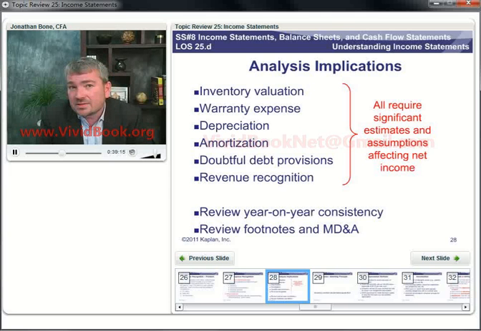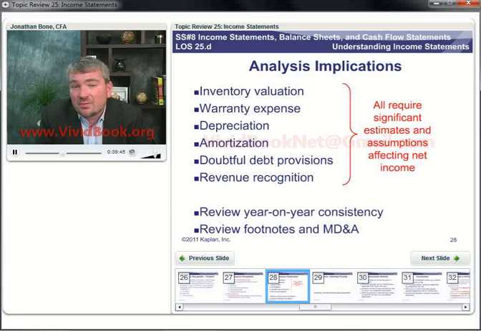Warranty expense. You don't know what the cost of repairing faulty goods will be at the time you make a sale, so we've got to estimate it. Depreciation. Well, of course, depreciation is all about spreading the cost of an asset over its life, and therefore we've got estimates involving the asset's life, and we're going to see estimates involving salvage value that affect the depreciation expense. Again, we're going to see depreciation calculations in some detail in a later reading.